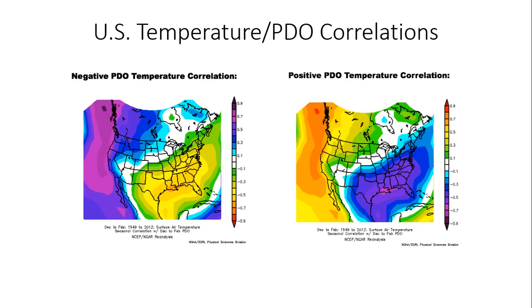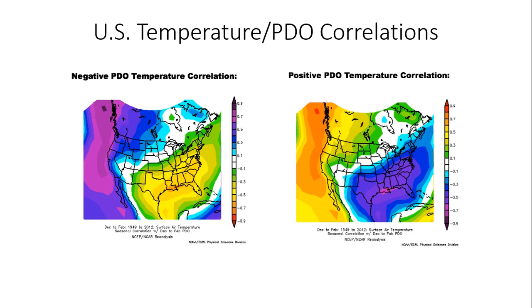Here's the look at the U.S. temperature slant PDO correlations. So with a negative PDO temperature correlation, a negative PDO winter, where we have the coolest pool of water situated there in the Northeast Pacific, down the U.S. West Coast with a negative PDO, we typically see above normal temperatures for the southern U.S. up to the mid-Atlantic, those winters.